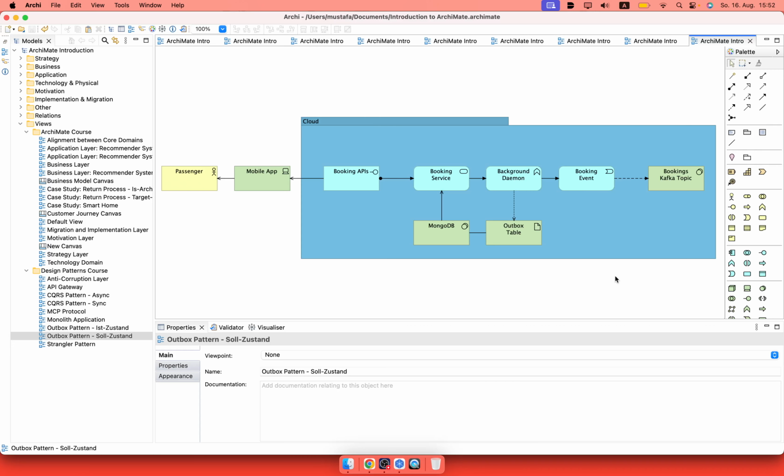And this is, in essence, the theory behind the Outbox or transactional Outbox pattern.